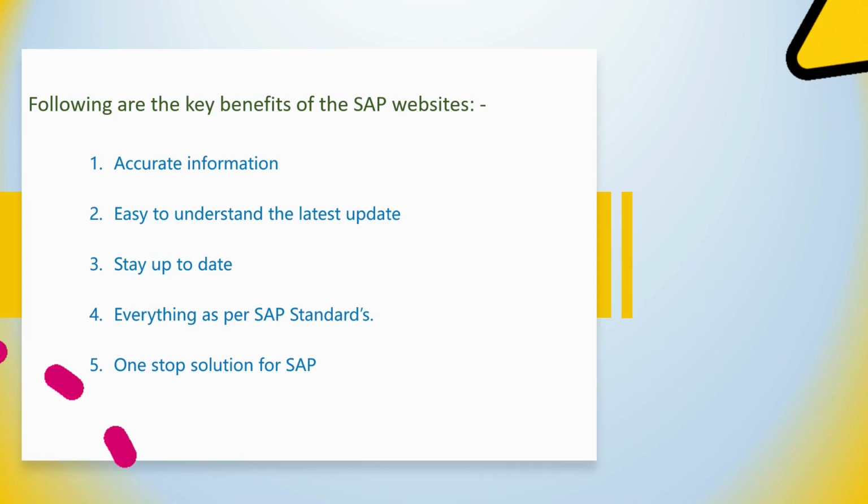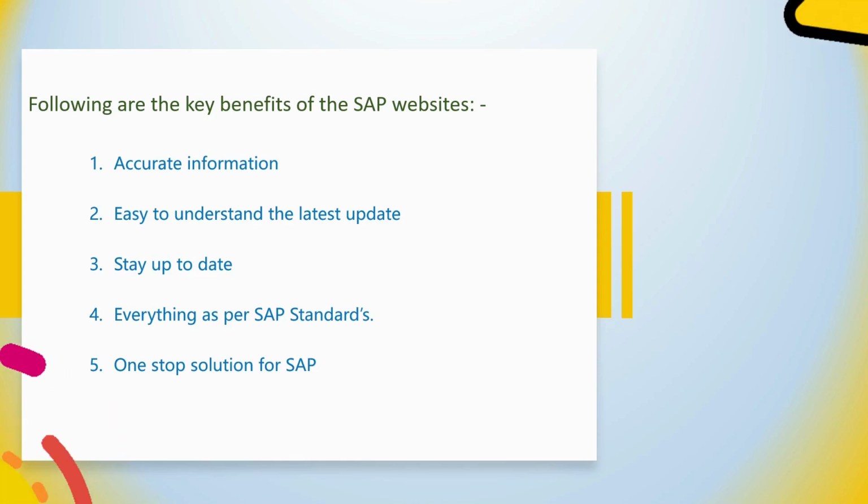At the fourth point, everything will be as per SAP standards. Again, if I'm using the SAP website, that means I'm thinking in the SAP way only. That means I'm following the SAP standards. There is no customization in my thought because the website is operated by SAP with the SAP standards. Okay, so we will be staying within the SAP standards.